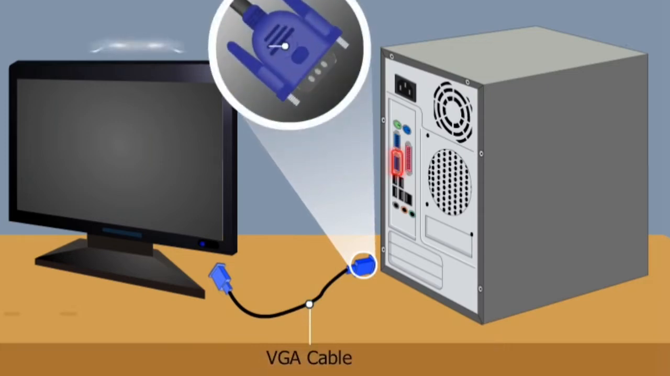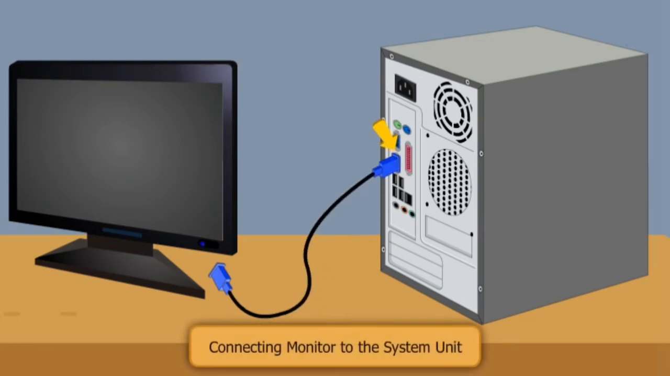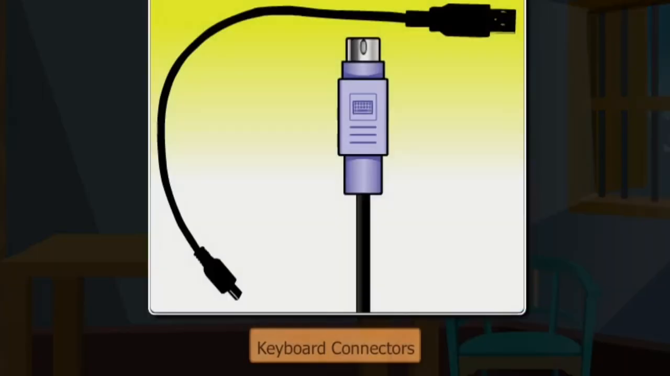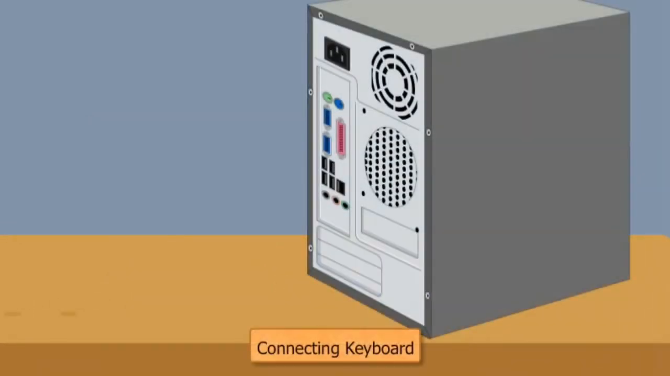The color of the video port and the connectors of the VGA cable is blue to make them easier to identify. Now, connect one end of the VGA cable to the video port on the system unit and the other end to the monitor. Now, we need to connect the keyboard to the system unit. Keyboard has two types of connectors. They are PS2 connector and USB connector. We can connect the keyboard to any of the two ports, depending on its type.